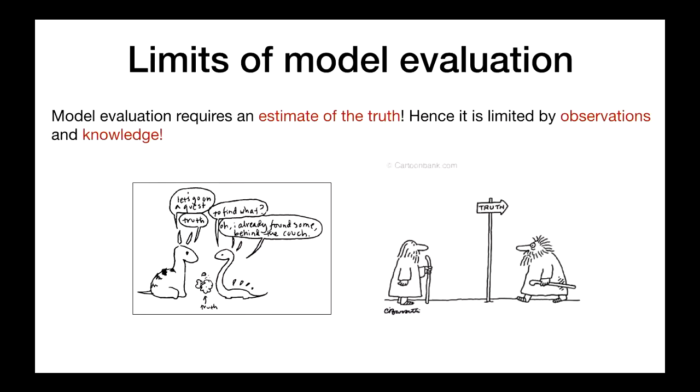Here's a limit. So let's talk about some things model evaluation cannot overcome. What are its limits? One of them is, if you think about it, if you evaluate your model, you need to have an estimate of the truth. Right? What is the truth? Because if you don't have observations of something, you can't evaluate it, right? There's certain behavior in models that you may want to evaluate, but you have no observations for, or you have no other models that can help you identify it, so you need to know the truth.